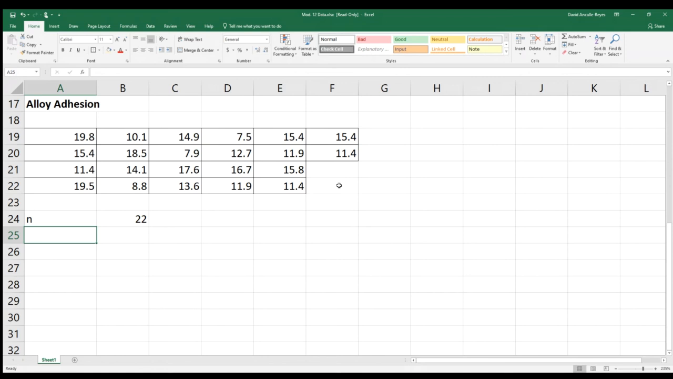The next thing I'd like to find is the degrees of freedom, k, or in this case, n-1. If there are 22 samples, how many degrees of freedom do we have? 21. 21, correct. Good.